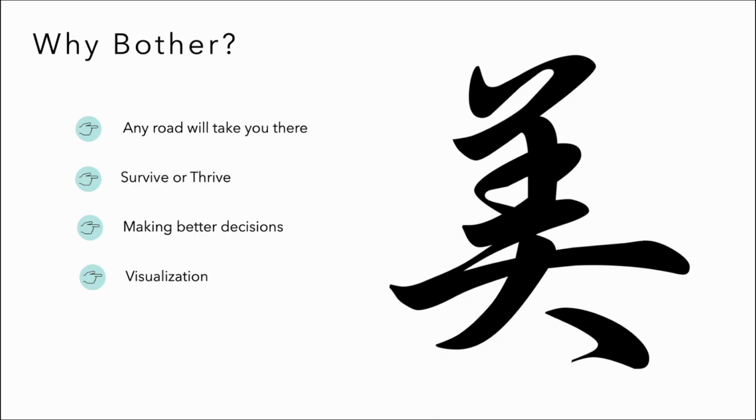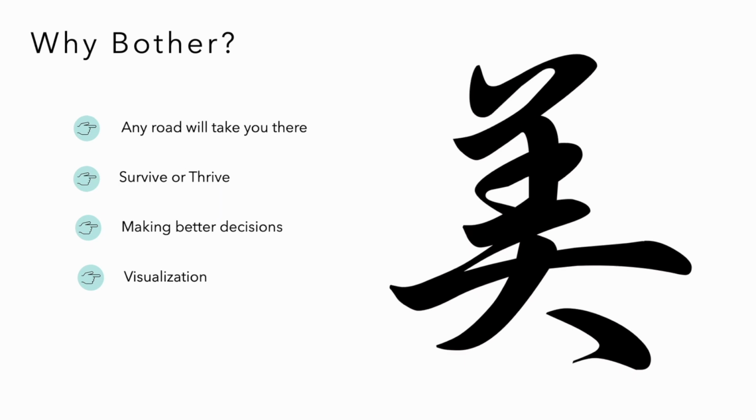So why bother doing this? If you don't have a plan, any road will take you there. So if you have a plan, you know where you're going. Another very important thing that you have to consider is, do you want to survive or do you want to thrive? So if you make a robust financial plan, you know exactly where you're going and you know what will happen if you keep doing what you're doing right now. You can also use the financial template to make better decisions. Why? Because you can actually visualize what's happening every month throughout the year and what's happening at the end of the year.